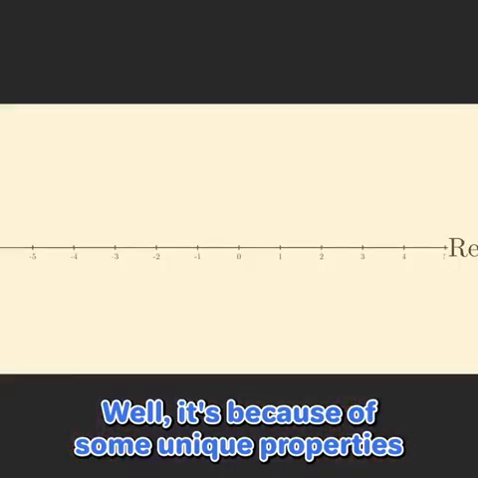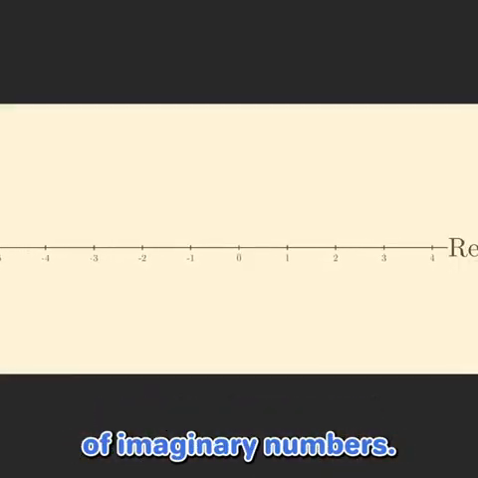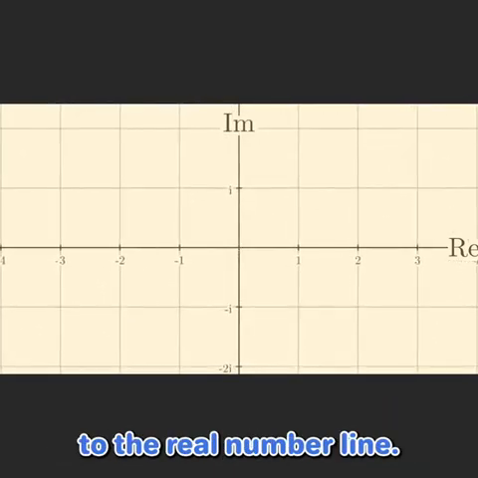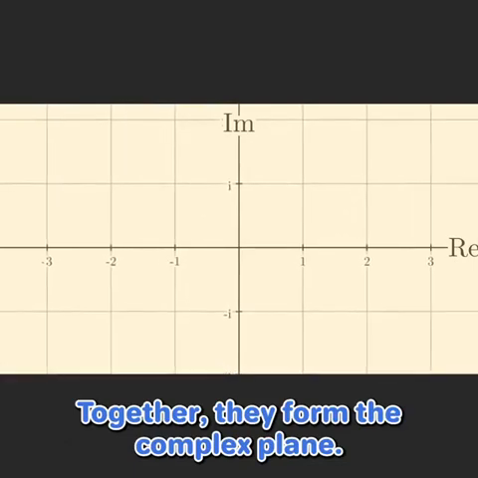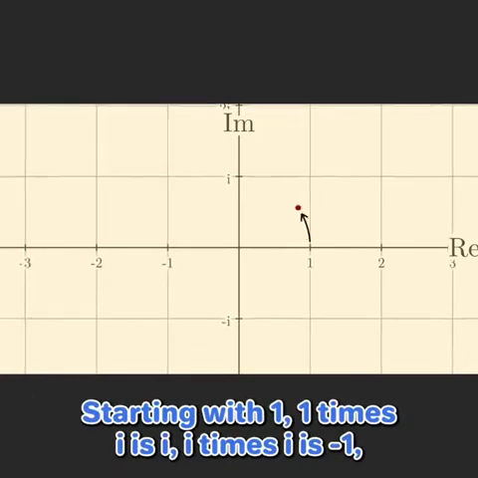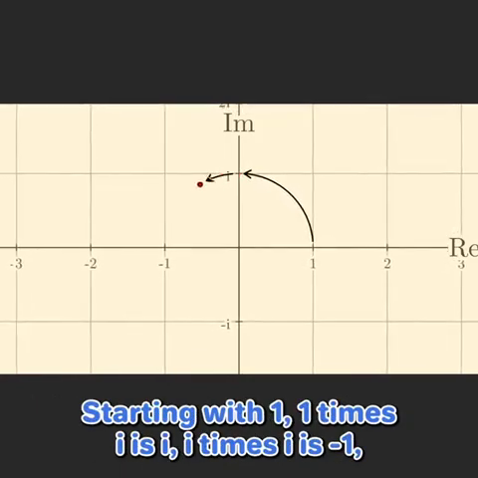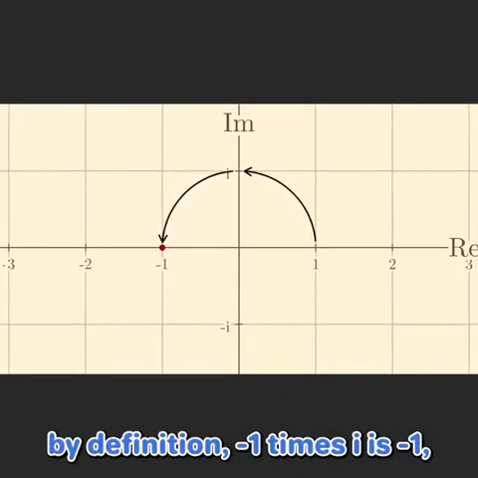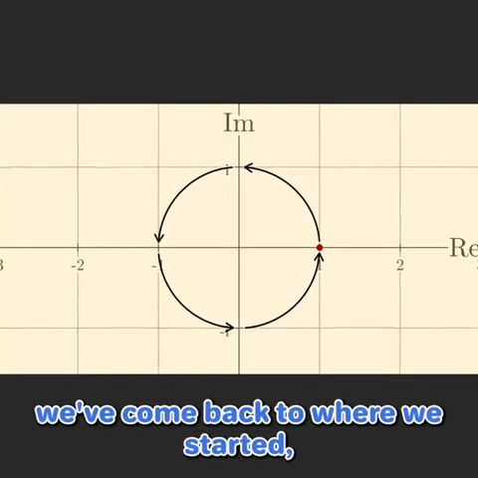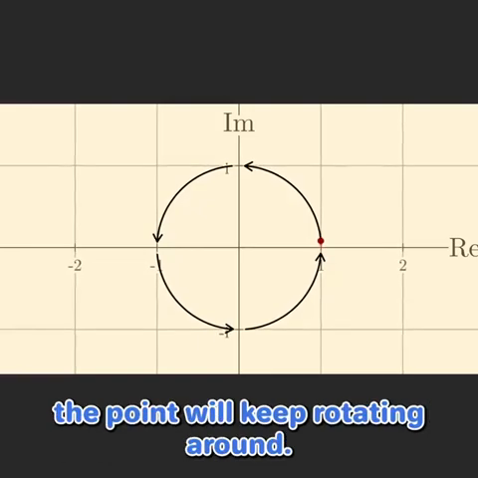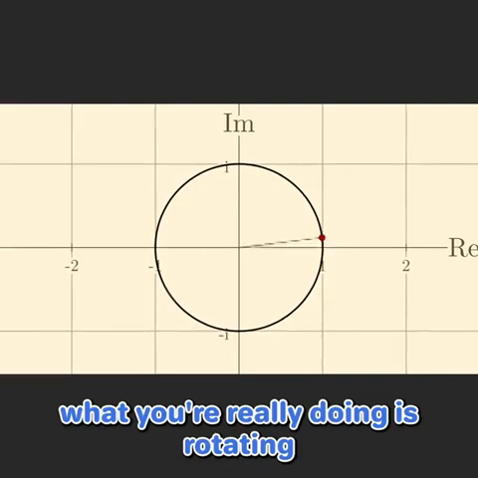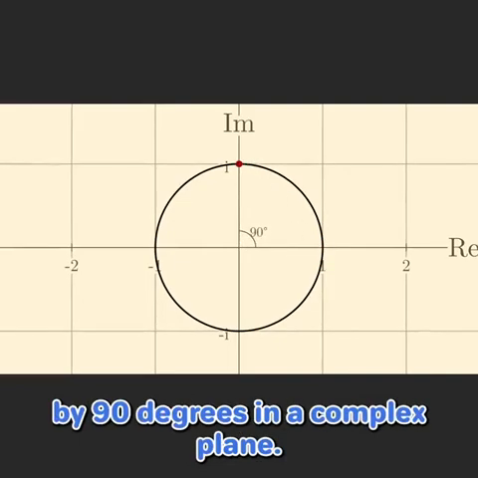Well, it's because of some unique properties of imaginary numbers. Imaginary numbers exist on a dimension perpendicular to the real number line. Together, they form the complex plane. Watch what happens when we repeatedly multiply by i. Starting with 1, 1 times i is i, times i is -1, by definition. -1 times i is -i, and -i times i is 1. We've come back to where we started, and if we keep multiplying by i, the point will keep rotating around. So when you're multiplying by i, what you're really doing is rotating by 90 degrees in the complex plane.